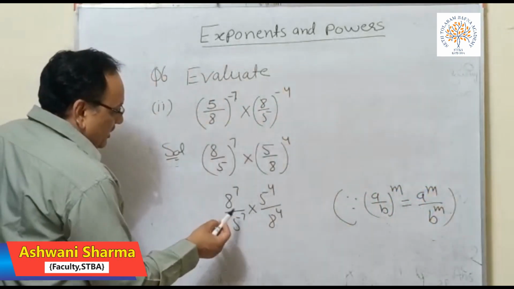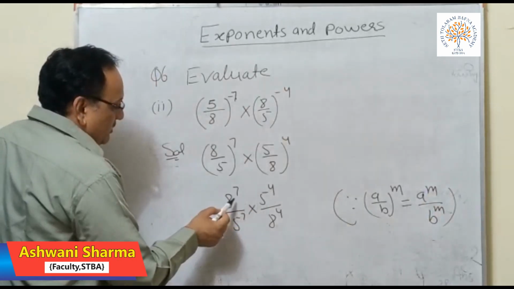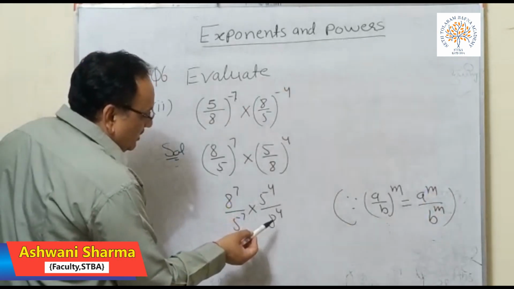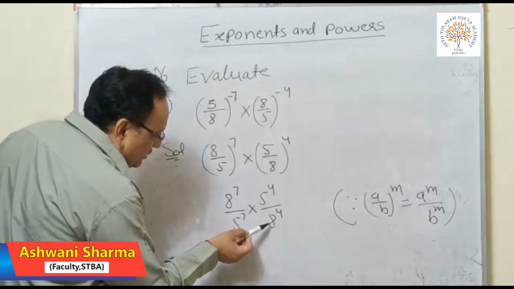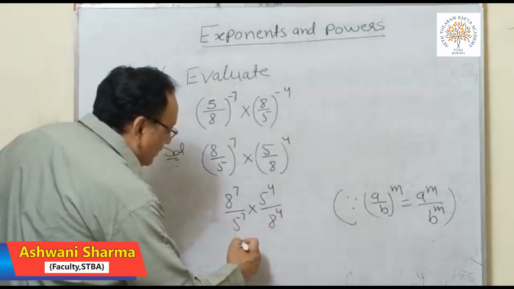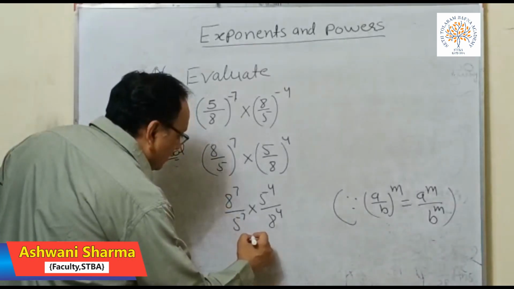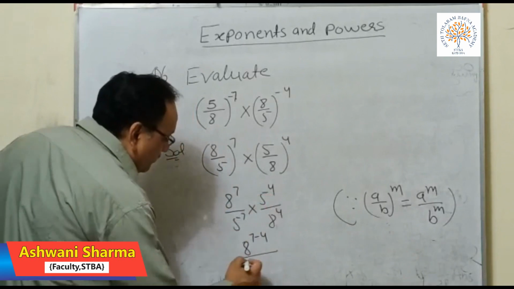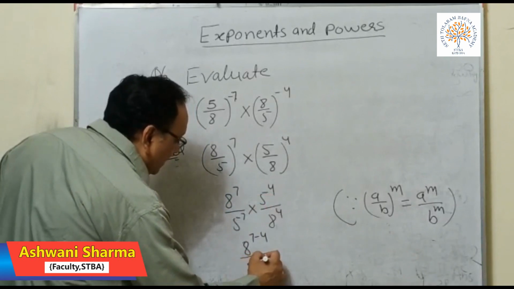Now the bases are same. We bring the denominator 8 up. We can write 8 raised to the power 7 minus 4. 5 down, 5 raised to the power 7 minus 4.